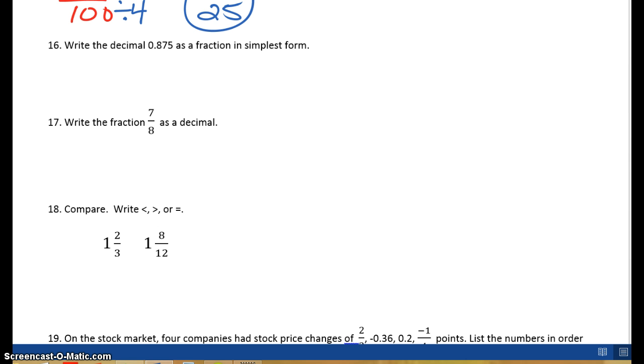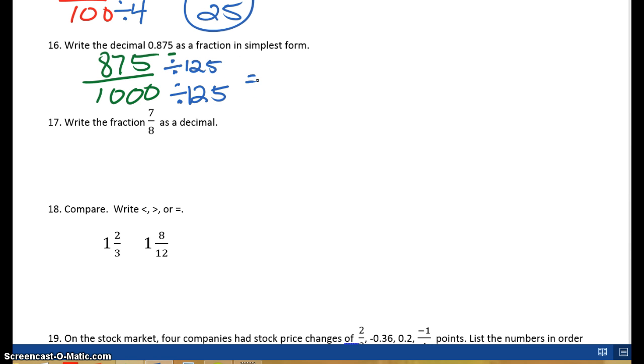Now number 16 is 0.875. I want to write that as a fraction. Again, the way you read it is the way you write it. It's 875 over 1,000, 875 thousandths, since it goes to the thousandths place. I can divide both numerator and denominator by 125. Again, if we didn't realize that both could be divided by 125, we could start with 5 and continue that process until we can't simplify any longer. You end up getting 7/8 for your final answer.